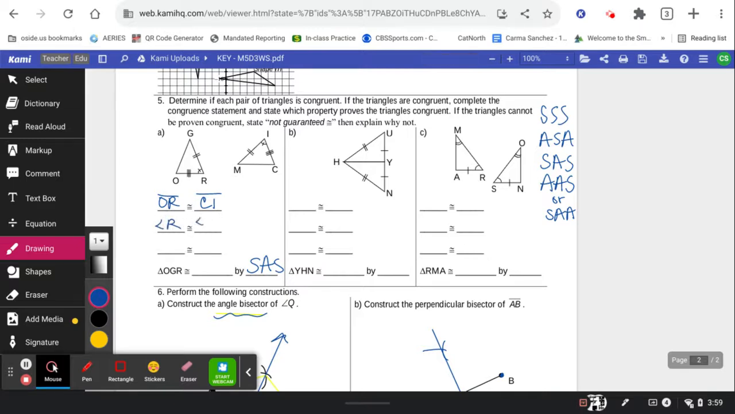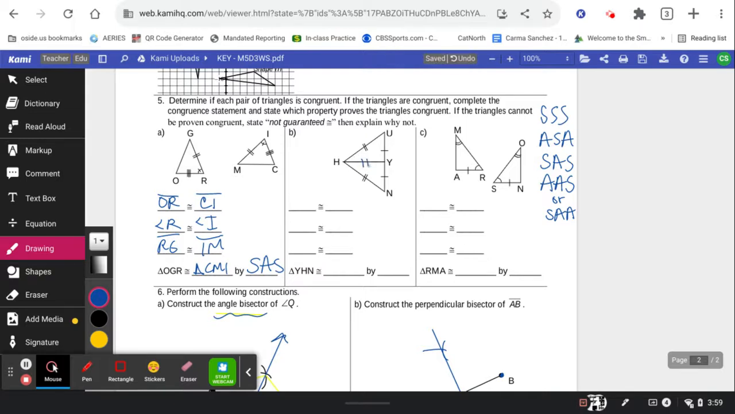Angle R is congruent to angle I. I can just call it a one-letter name because it's not a shared vertex, but I could also call this angle ORG and angle CIM if I wanted. Okay, last is this other side, RG, is congruent to IM. So I'm going to say triangle OGR is congruent to triangle CMI by SAS. How'd you do?